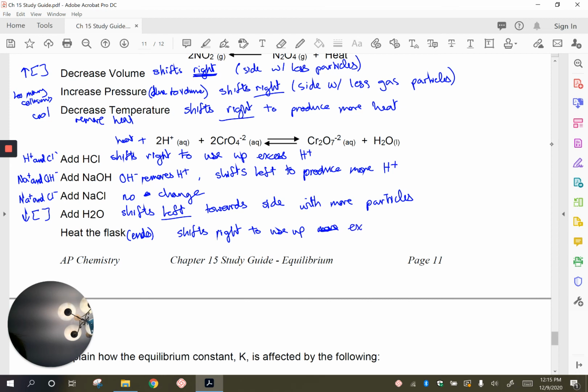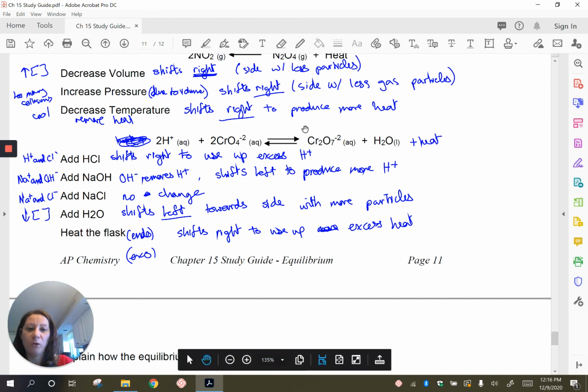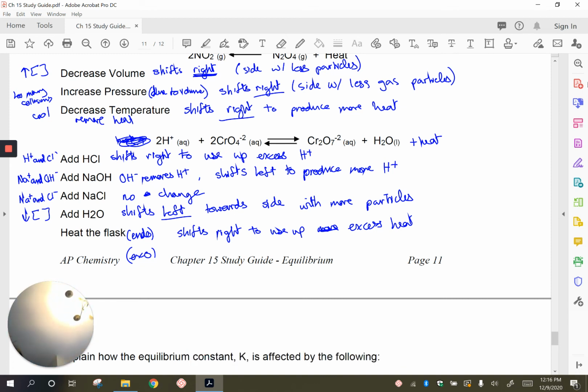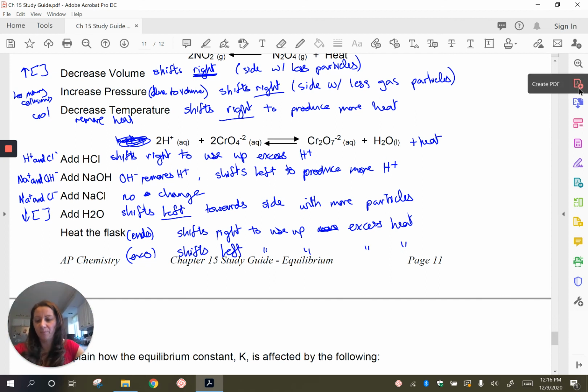to use up the excess heat. What if it was exo? So what if your heat was here? Well, if I'm adding more heat, now I have too much heat, so it's going to shift to the left to use up that heat. So when it comes to heat or cooling, it depends on if it's exo or endo.